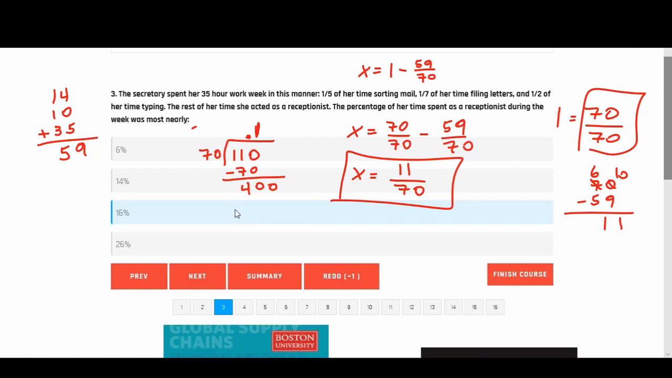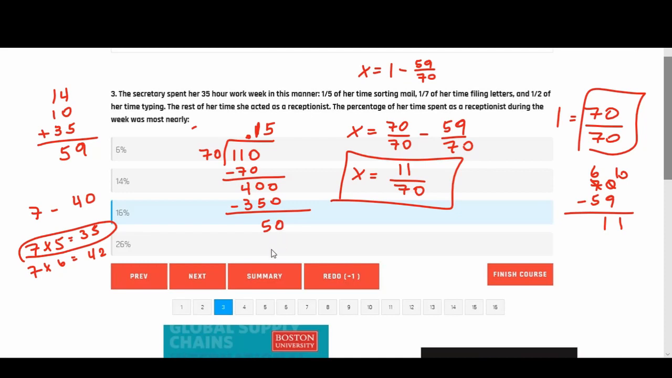And if we think about that, that's the same as asking this: how many times does 7 go into 40 without going over? 7 times 5 is 35, whereas 7 times 6 is 42. We don't want to go over, so we know it's going to be 5. So I know, in light of the fact that 7 times 5 is 35, 70 times 5 is going to be 350. And we can go ahead and subtract. 400 minus 350 is 50.